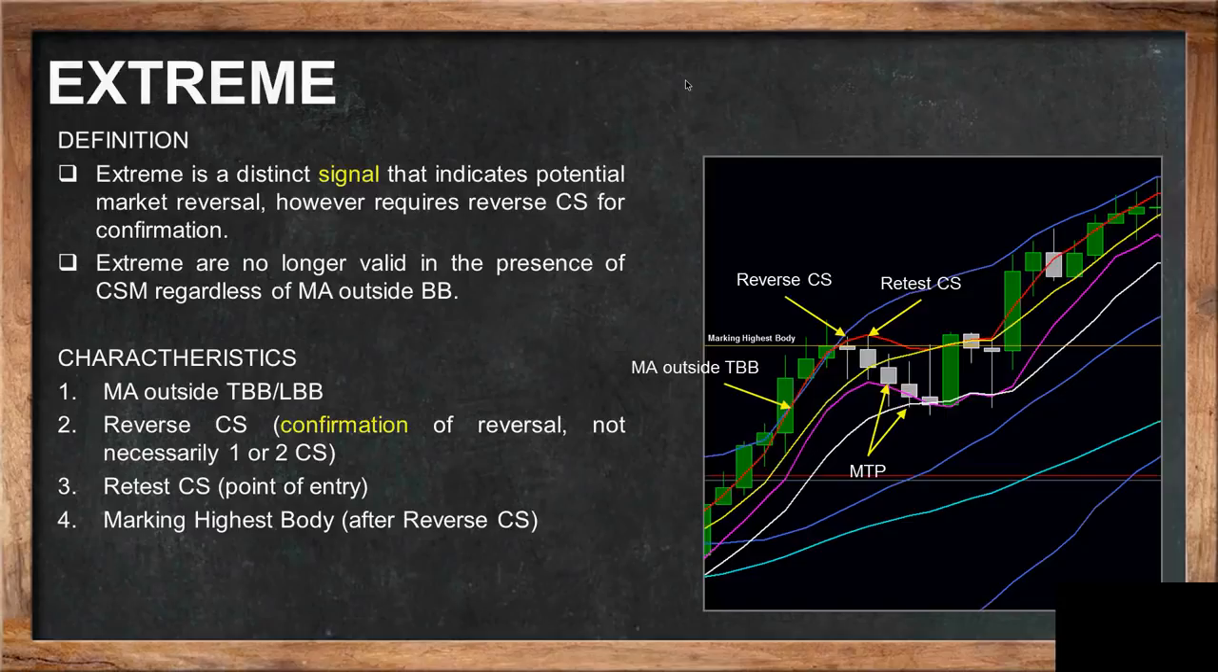When we talk about extreme, I'm talking about an extreme MA outside of the Bollinger Band. This is just the generic extreme. When the MA is outside of the Bollinger Band, that is extreme. By definition, this is just based on my own perspective. When you have extreme, it is a signal that indicates there's a potential market reversal. Whenever you have MA outside of the Bollinger Band, we know that the market is trying to reverse.